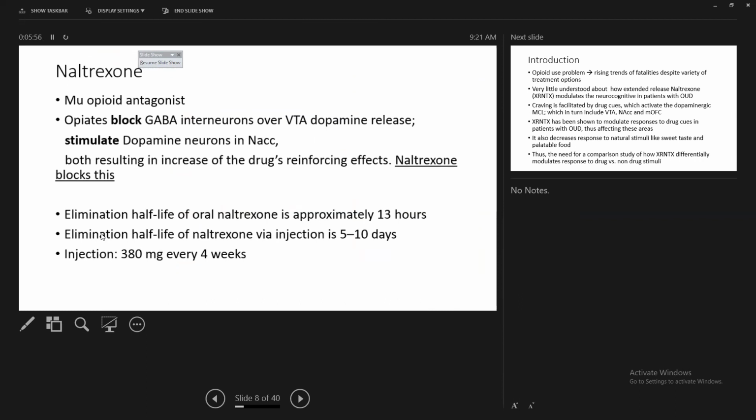Elimination half-life is given. The elimination half-life of naltrexone by injection is 5 to 10 days. Oral naltrexone is 13 hours. Injection is 5 to 10 days. And this injection that has been used here is 380 mg every 4 weeks. That is the dose that has been used here in this article.